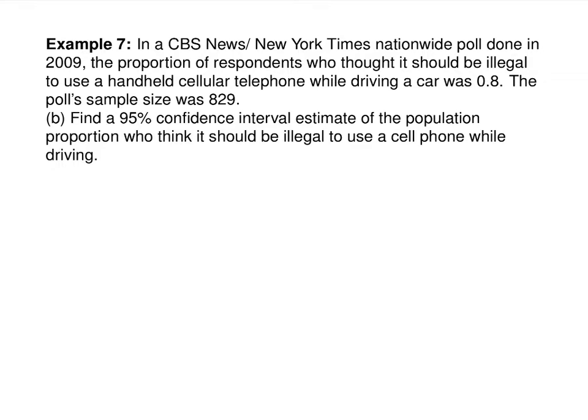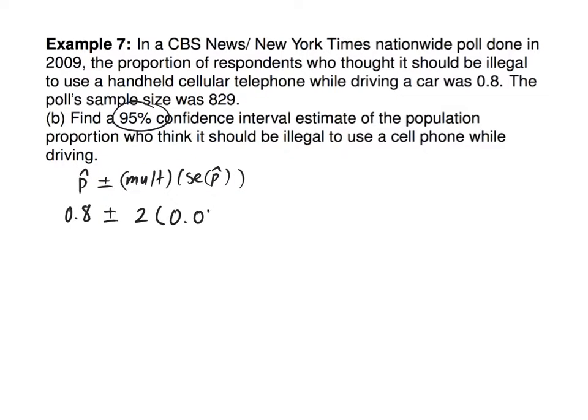So find the 95% confidence interval estimate of the proportion who think it should be illegal. So that's p hat plus or minus the multiplier times the standard error of p hat. So our p hat was 0.8, plus or minus the multiplier, which if we're doing 95% confidence, we're just going to use 2. Standard error is 0.014. Awesome. So that's 0.8 plus or minus 0.028.